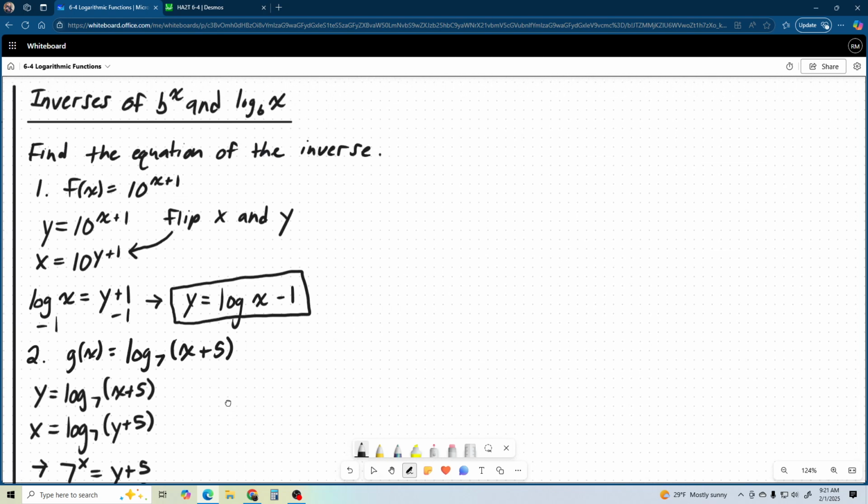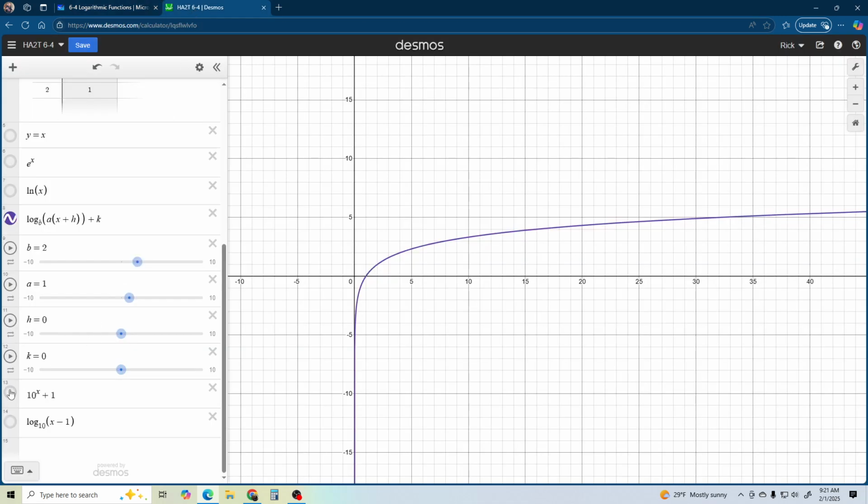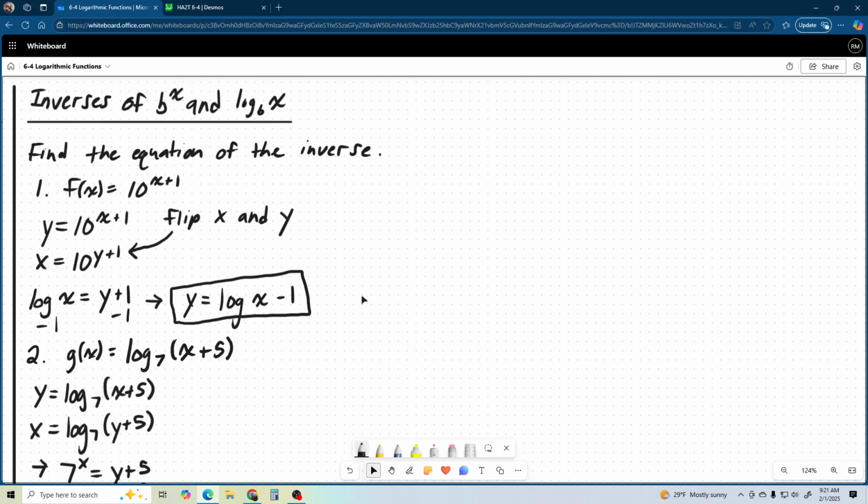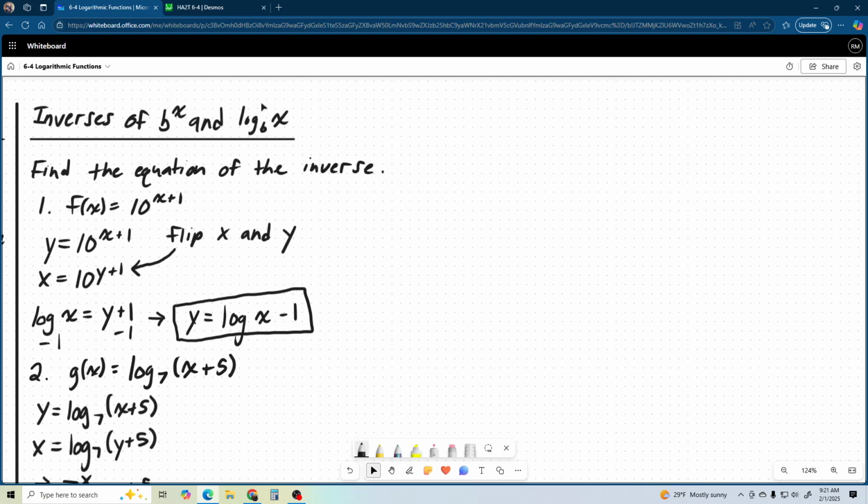And just for the sake of it, I took the 10 to the x plus 1 and the log x minus 1, and I graphed them, so I could show you. Here's this one, and here's this one. Remember what we said before, if we use the y equals x line, we should be able to see a reflection. Just visually, if you're using this to check your work, that's a good way of doing it. This checks our work, this proves that we know what we're doing, and we're good to go.